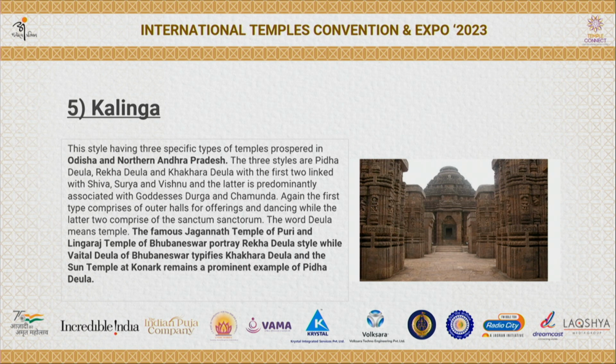The next is the Kalinga. It includes 3 subtypes: Pida, Deula, Rekha. The first 2 are linked predominantly with Shiva, Surya and Vishnu. The goddess Durga and Chamunda are associated with this. The famous Jagannath temple of Puri and Lingaraj temple of Bhubaneswar are from these styles. Now I will go to our temples.